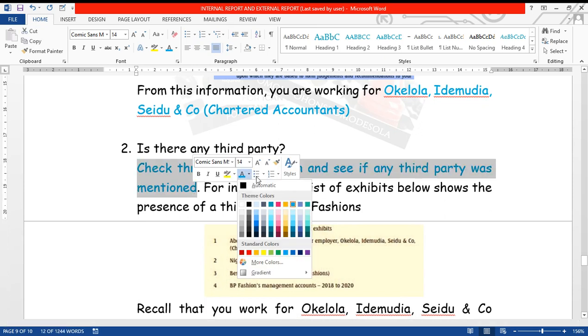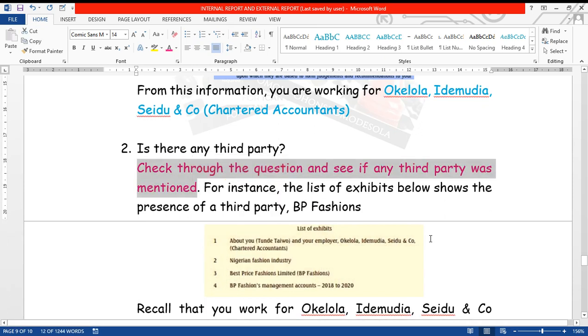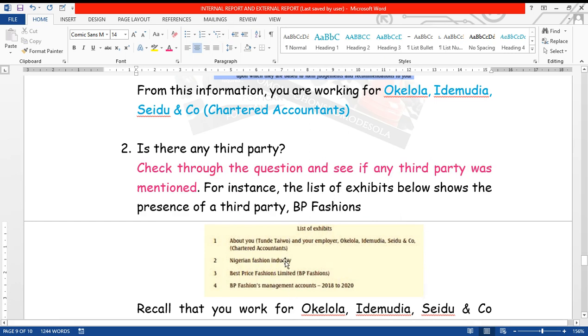Okay, is any third party mentioned? Is there anybody that is not Okilola Idemudia Seidu and Co that was in the report? Now, if you look at this one, you can look at this in your list of exhibits. It's a very good way to know. For instance, the list of exhibits shows the presence of a third party, BP Fashions.